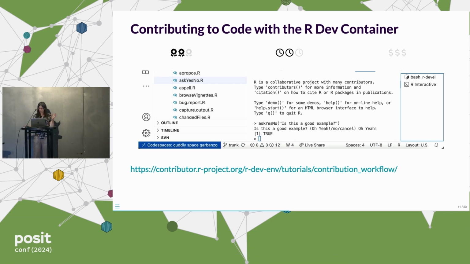Hopefully some of you can read that. We can see that when I call the askYesNo function, I now get oh yeah as one of the options. So this allows us to test changes and develop bug fixes, for example, in the code or the documentation that we would like to propose to R.